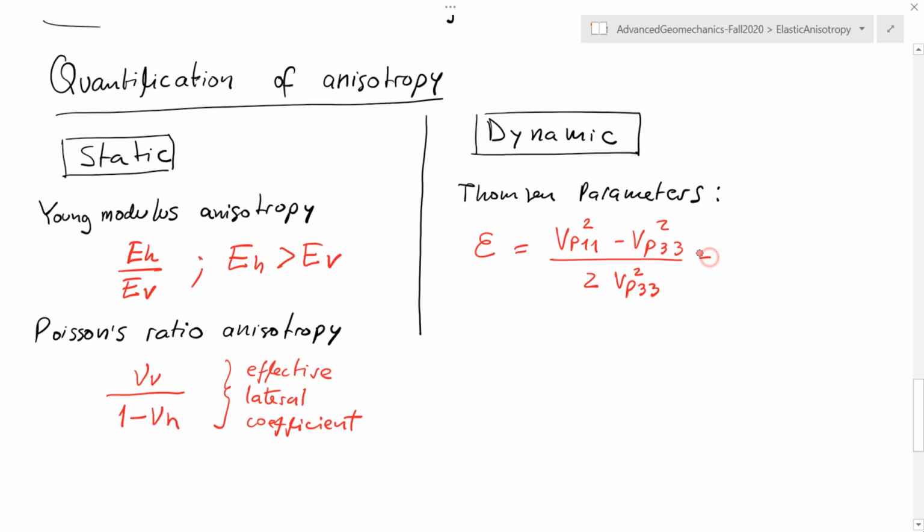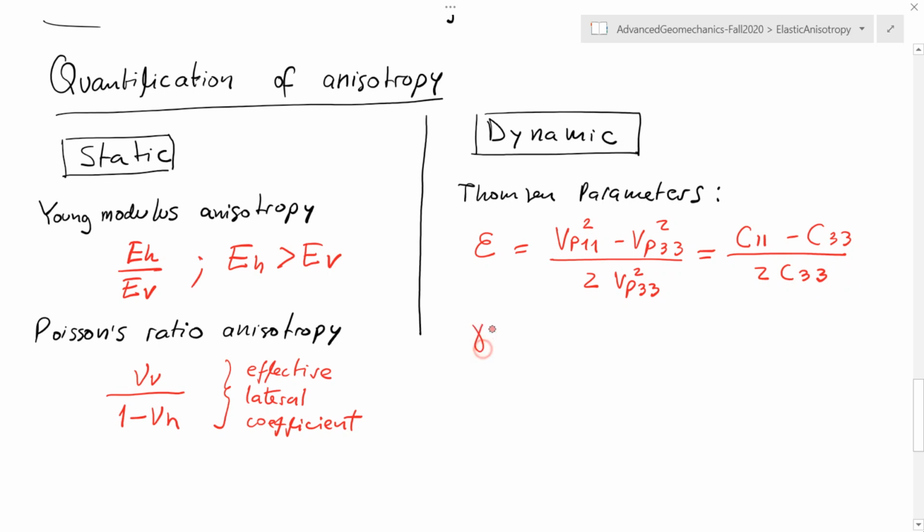If you remember the definition of the stiffness coefficients, we can see that if we write this in terms of stiffness coefficients, the mass densities are going to cancel out, and this is just going to be the difference in stiffness in horizontal and vertical direction normalized by the stiffness in vertical direction. And this is for the P wave.